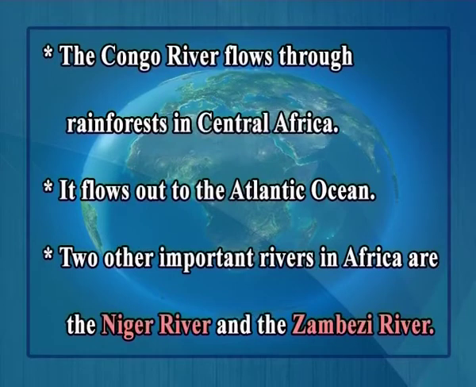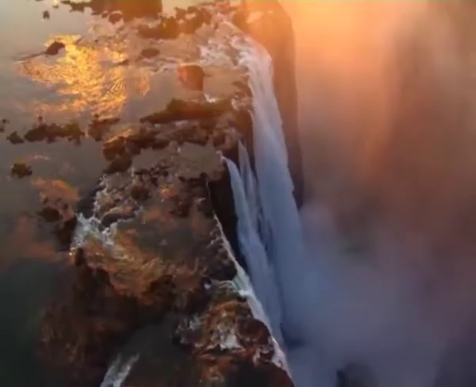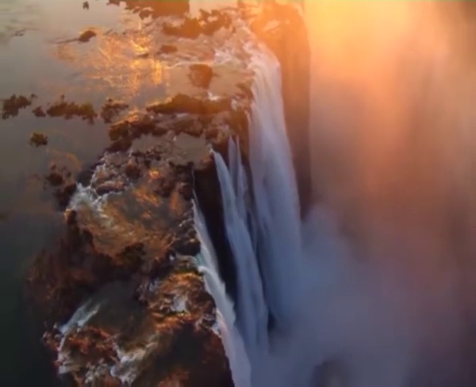The Congo River flows through rainforest in Central Africa. It flows out to the Atlantic Ocean. 2 other important rivers in Africa are the Niger River and the Zambezi River. The Niger River is the 3rd longest river in Africa. It runs through West Africa and empties into the Atlantic in Nigeria. The Zambezi is the 4th longest river and is in the southern region. There are many waterfalls on this river, including the beautiful and dramatic Victoria Falls.